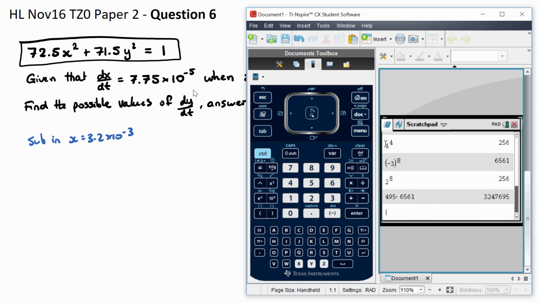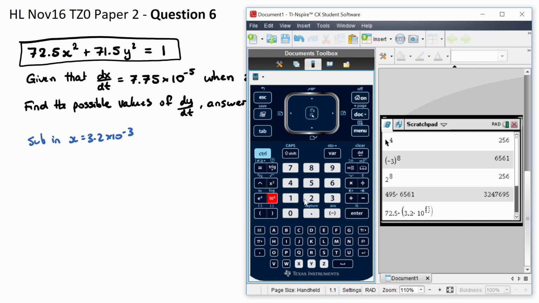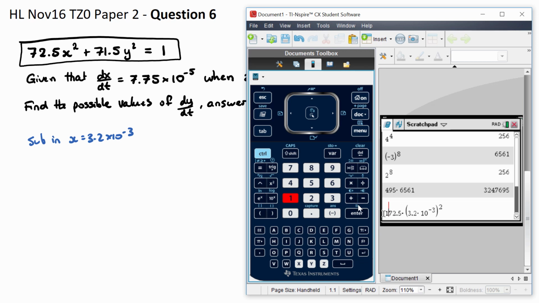Okay, so I'm going to have 72.5 times, now x is 3.2 times 10 to the negative 3. Okay, so that's what x is. Now we need to square all of that. Now actually, let's put this all on the other side. It'll be 1 minus all of this. And then if we get that, enter.